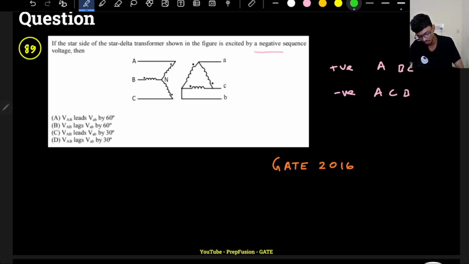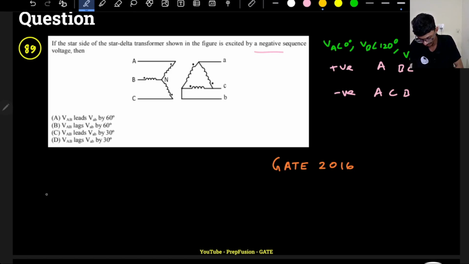For positive phase sequence, we know that my voltage will be VA angle 0, then the other voltages will be VB angle 120 and VC angle minus 120. Okay, so what about negative phase sequence?